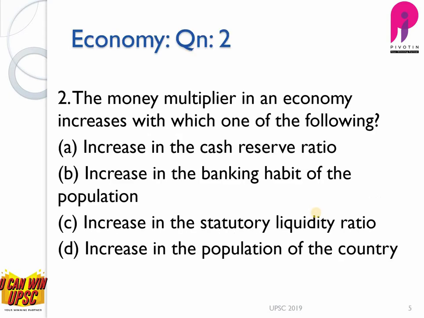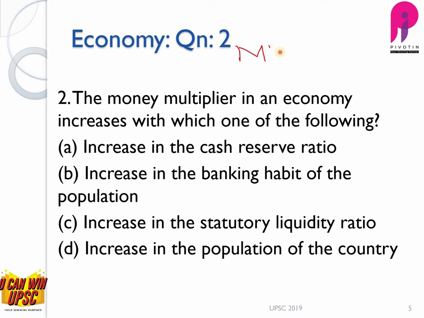deposits. Question number 2. The money multiplier in an economy increases with which one of the following? What is a money multiplier? If a person deposits money into the system, how does it multiply and affect the total money supply? That is, if I'm going to deposit 100 rupees into a bank, what will the bank do? It will lend my 100 rupees to some person. And what will that person do? He will invest it into the business. And how will it affect the entire money supply in the system?